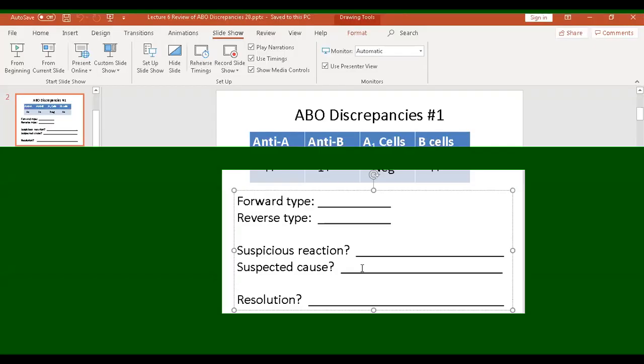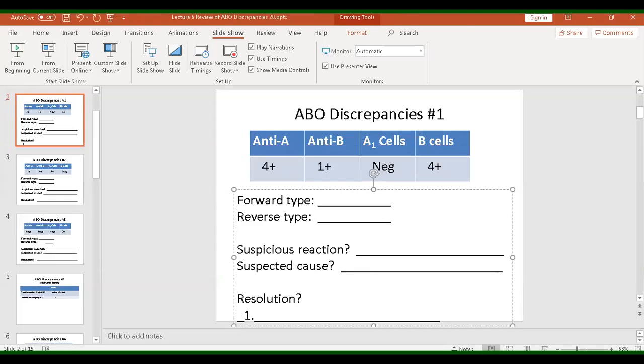Okay. I think it might be easier if I do it this way. So we said we think that this is acquired B. What's our resolution?